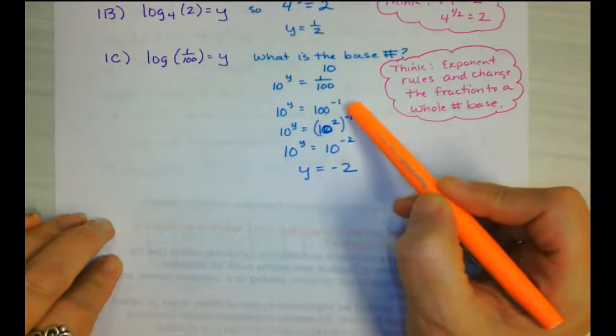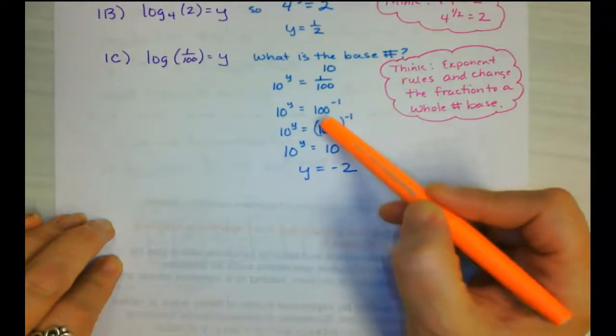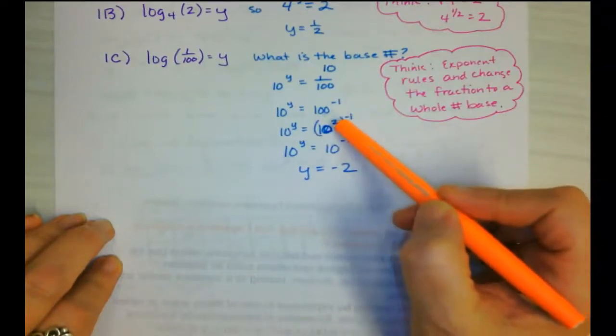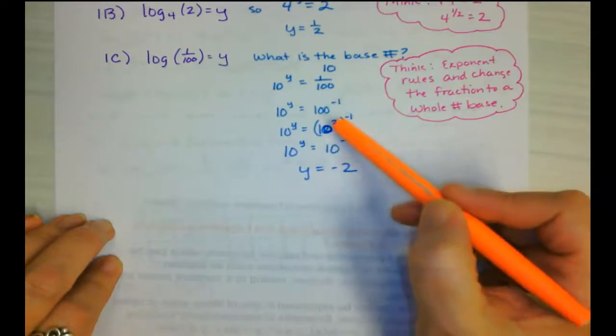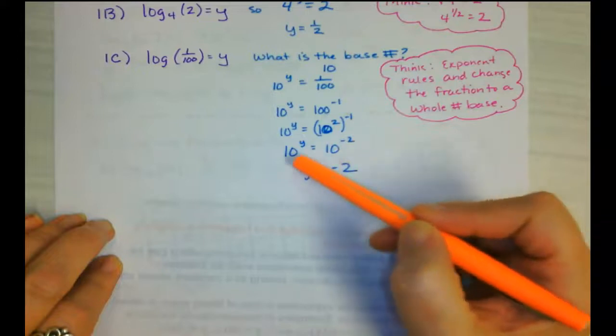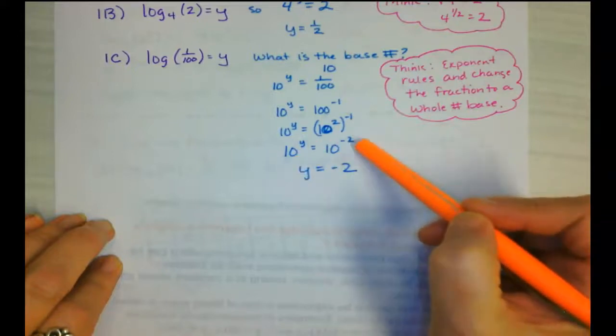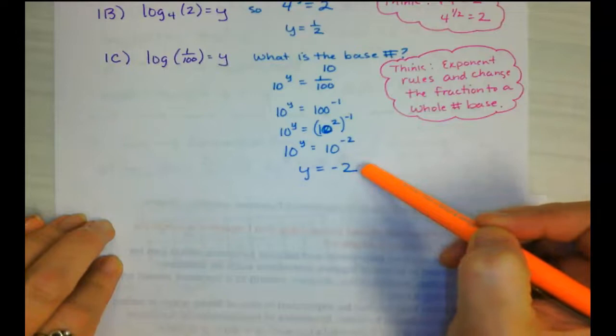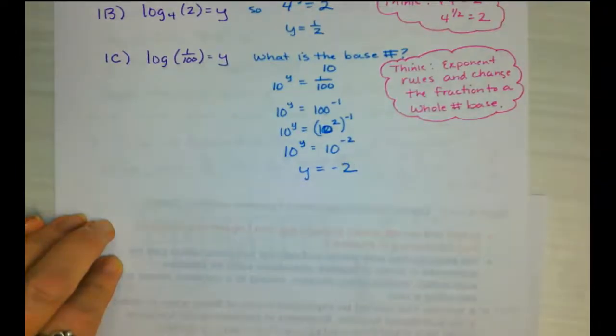So I changed it to 100 to the negative 1. And I know that 100 is 10 to the power of 2, which means I have a power to a power, so I multiply the exponents and I get negative 2. And so if the bases are the same, then the exponents have to be the same. And so that means my answer is going to be y equals negative 2.